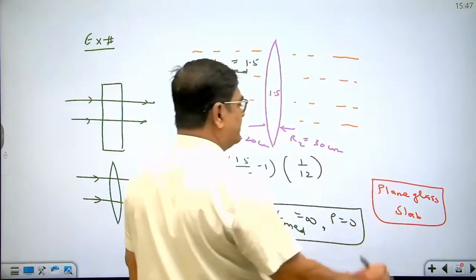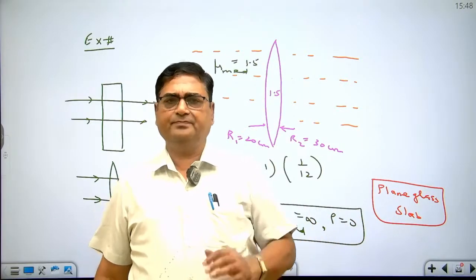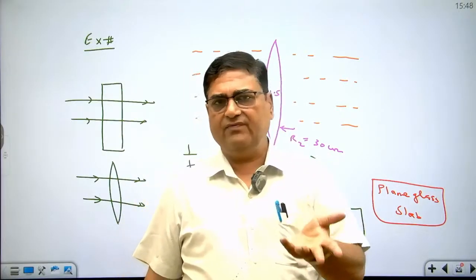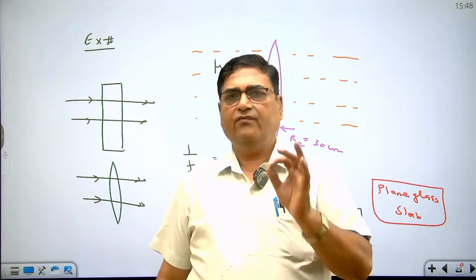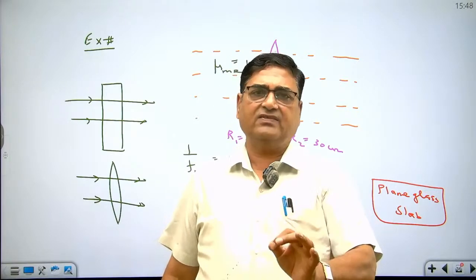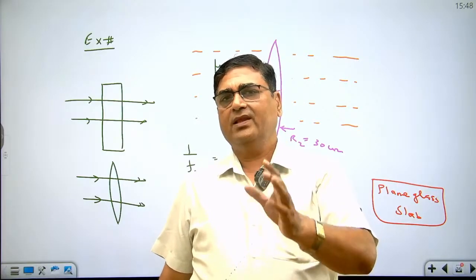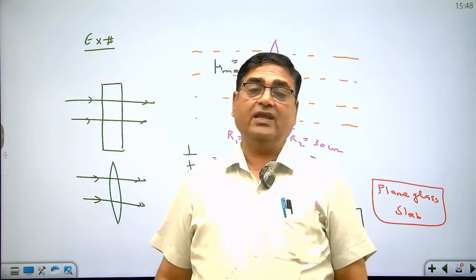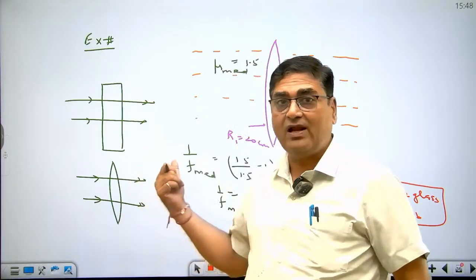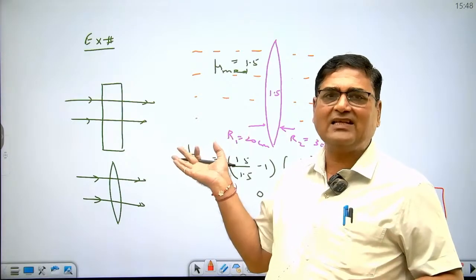Now I am generalizing the results. Whenever any lens is kept in a medium other than air, with refractive index more than 1, then what will happen? Focal length will always increase, power will always decrease, but the nature of the lens will not change until and unless the refractive index of the surrounding is more than or equal to the refractive index of the lens material. If it is equal, then what will happen? It will not even be a lens, it will be a plain glass slab.